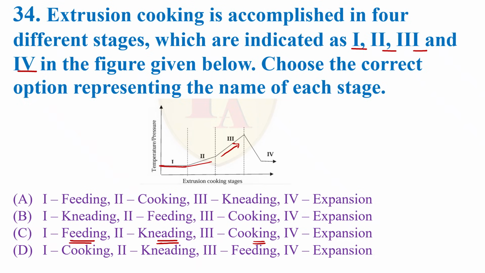And then there's a decrease in the temperature and the pressure. That means there's a sudden drop, that means pressure at the die, at the exit of the food product. So it's the expansion stage. So over here, my correct option will be option number C. That is, first is the feeding zone, then the kneading or mixing zone, third is the cooking zone, and then the expansion zone. So option number C is the correct answer over here.